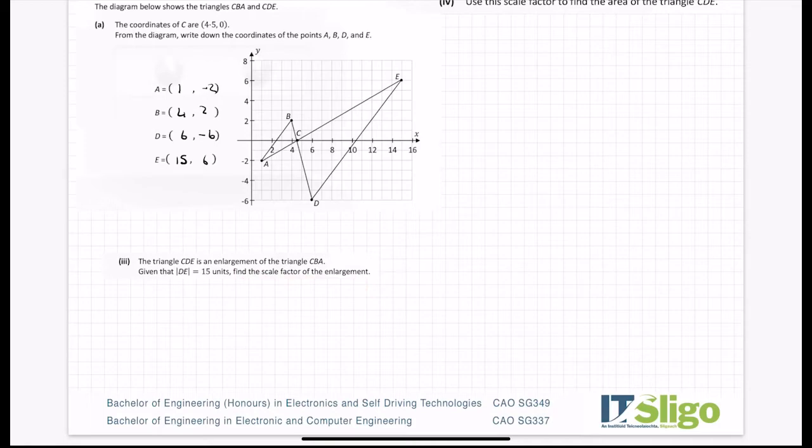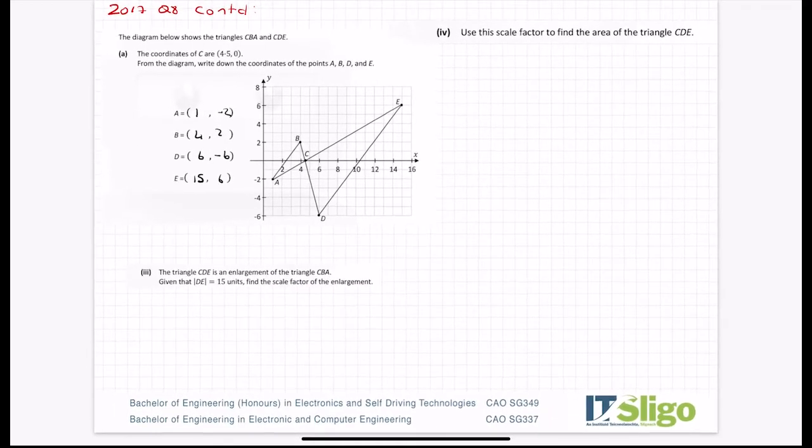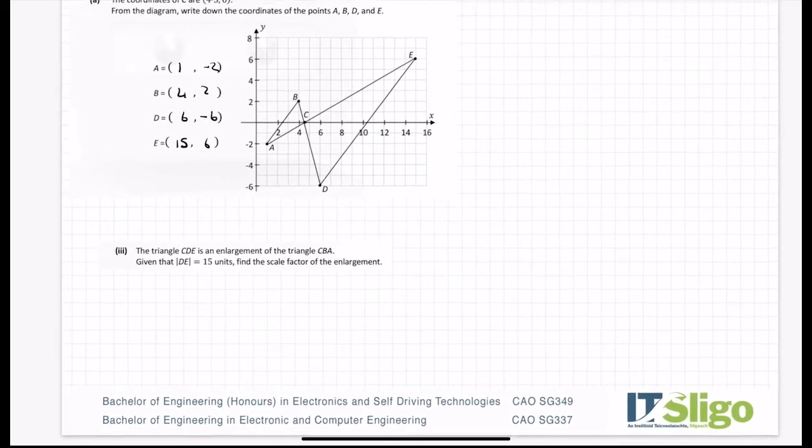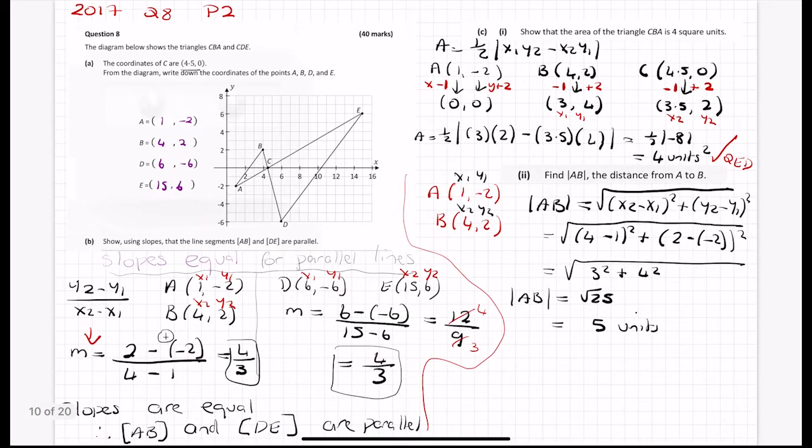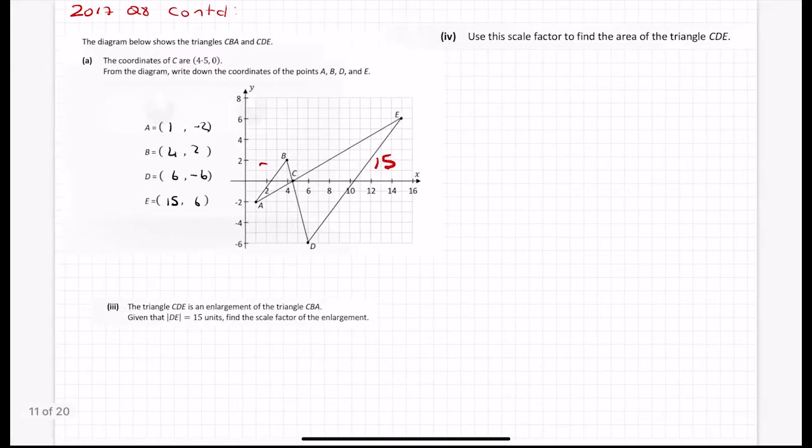Okay, so now this is no longer the coordinate geometry chapter, it's more geometry. Okay, and you'll find the questions towards the end of the papers tend to be longer and tend to mix chapters more, okay, which makes them that bit harder. So it's telling me that DE is 15 units. Now we worked out one of the lengths. We worked out AB, which was 5.